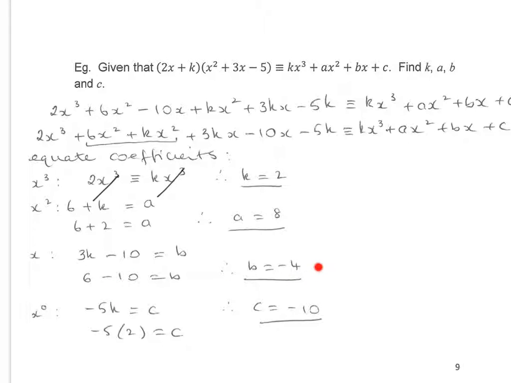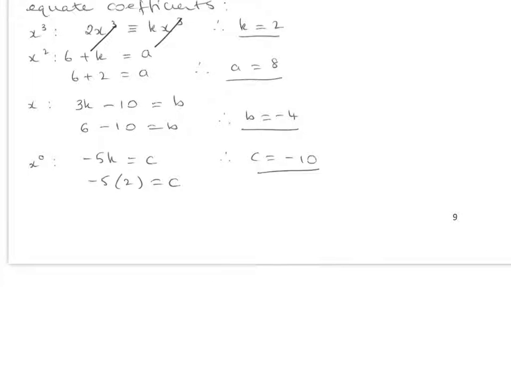Taking the constants then, I've got a minus 5k, and I've got the c on the right hand side. Again, using the value of k, we've got 2, so minus 5 times the 2 gives us minus 10, giving us the value of c. So we've got k, a, b and c, which is what the question asked for.